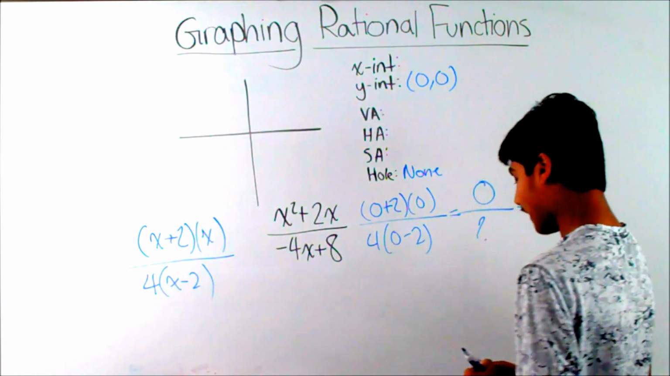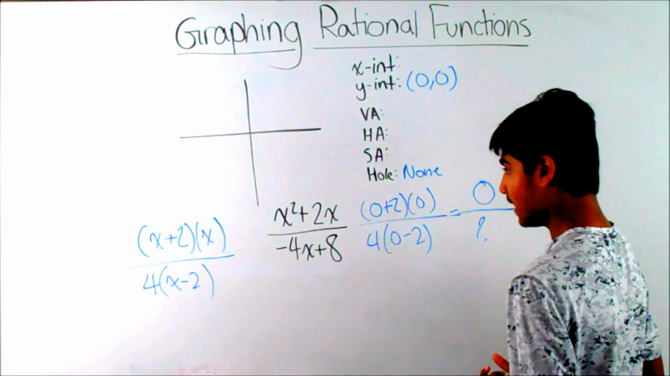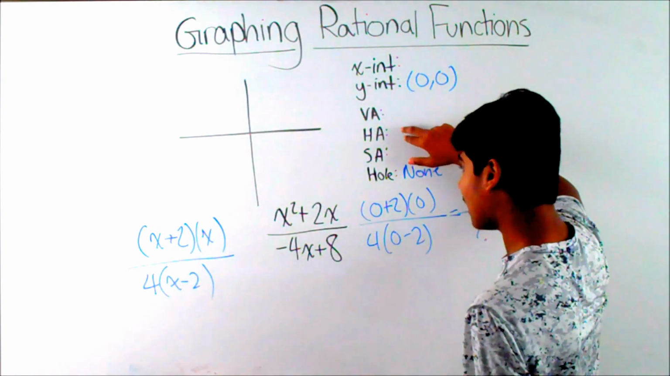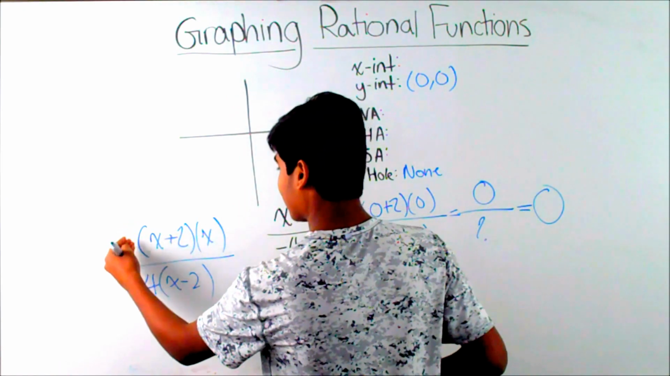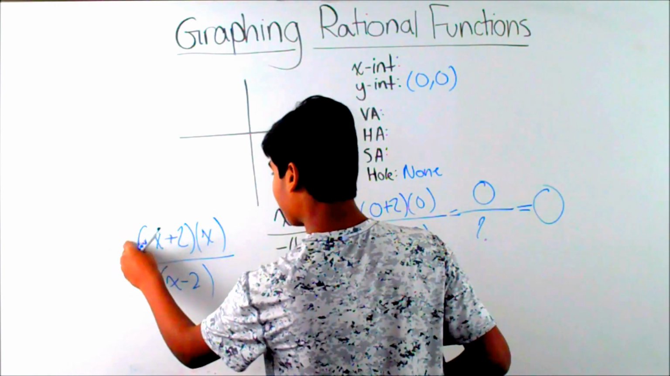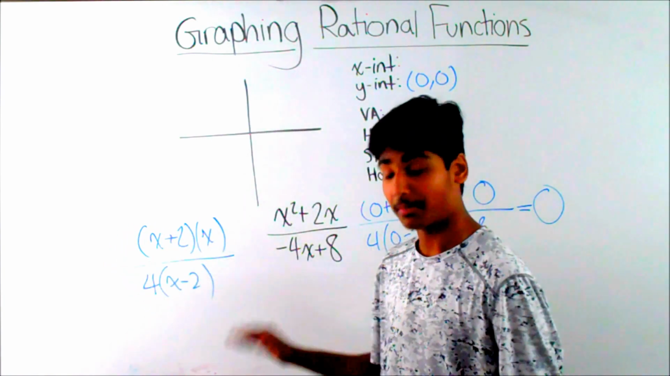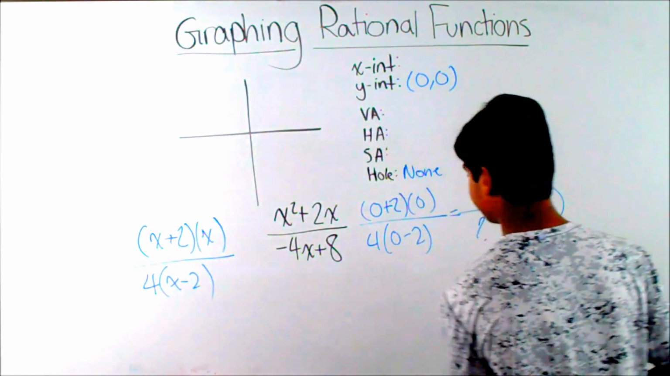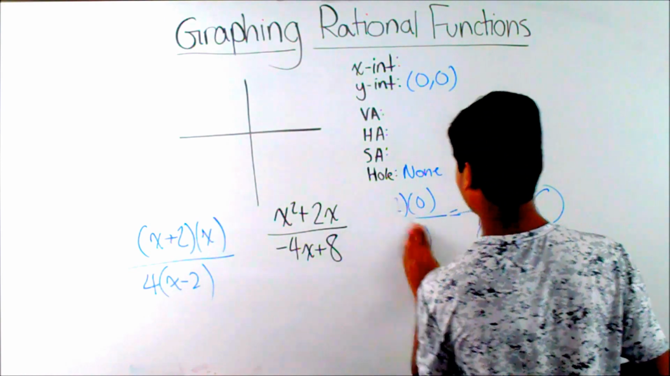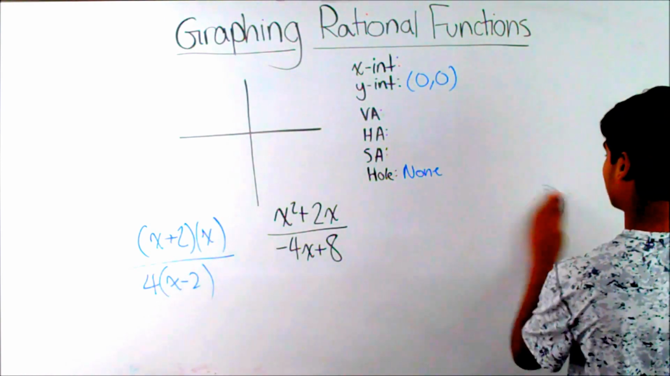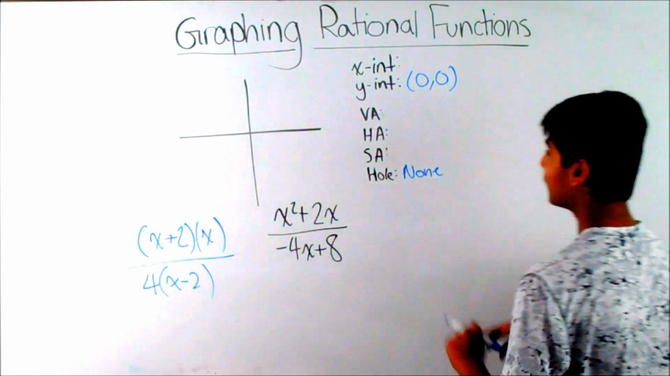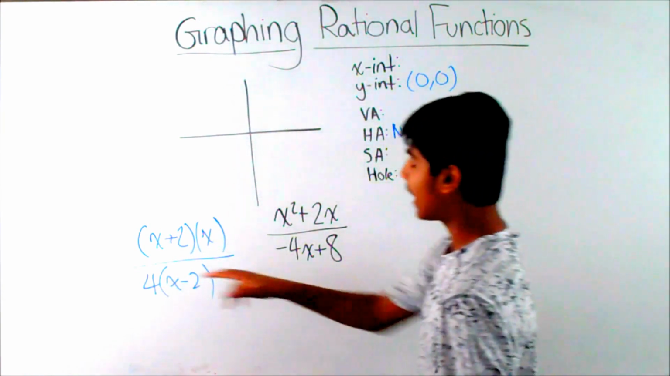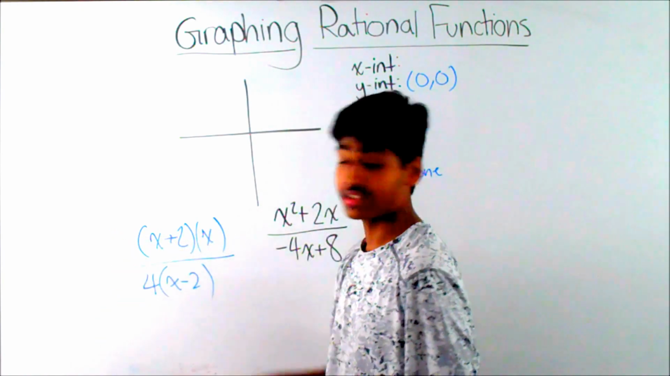So now let's find our slanted asymptote. The reason why we know we don't have any horizontal asymptote is because the top has a greater degree than the bottom. It has an x squared, and the bottom has only an x. So we know that there is no horizontal asymptote because we have a greater degree on the top and a lesser degree on the bottom.